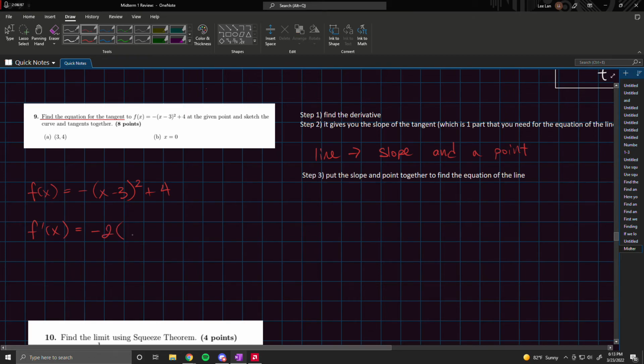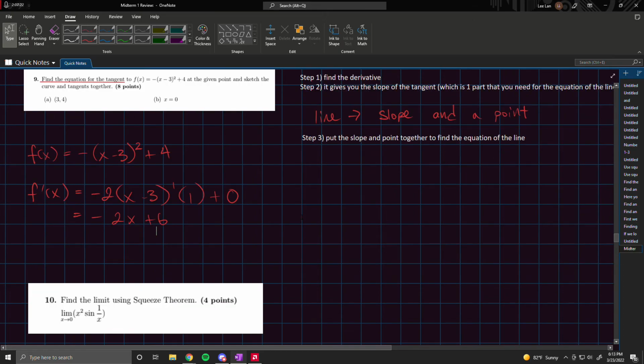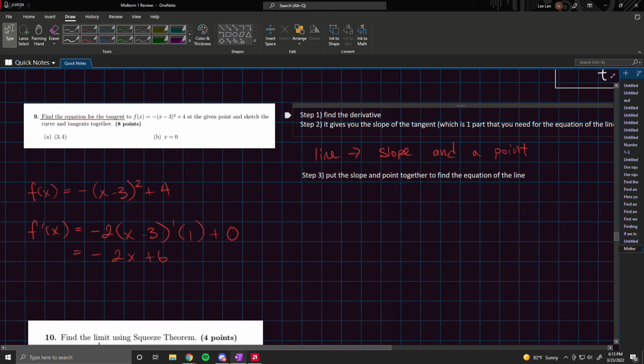So the 2 goes in front, and then x minus 3, subtract 1 from the power, and then times the derivative of the inside. Well, the derivative of the inside is just 1, because the derivative of x is 1, and the derivative of 3 is 0. So times 1, plus 0 because the derivative of 4 is 0. And you can simplify this out: negative 2x plus 6. Okay, so we have found the derivative.